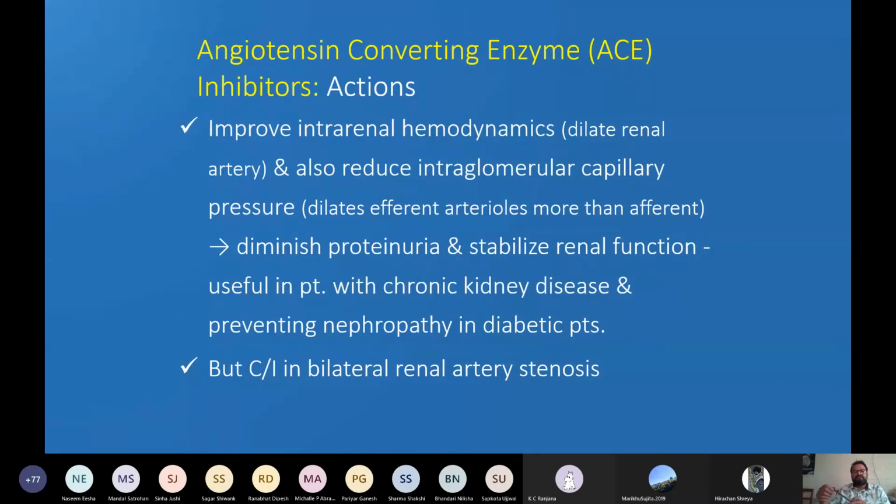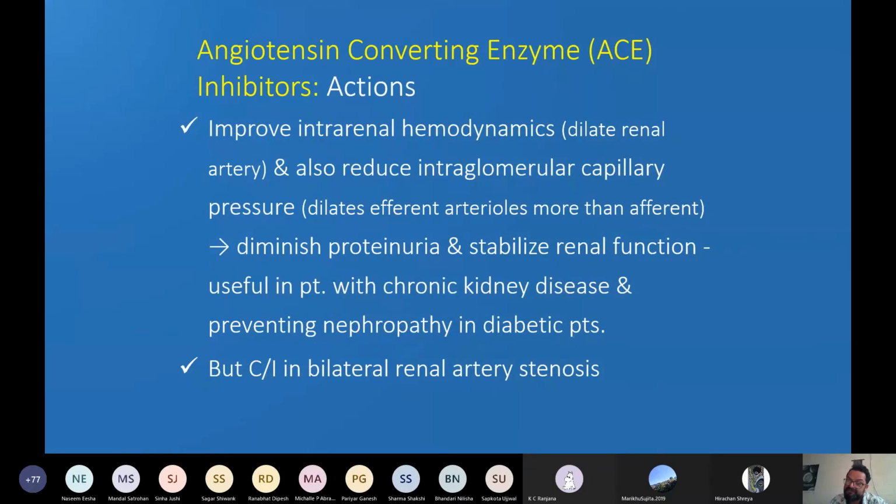Okay, so it will diminish proteinuria and stabilize the renal function, useful in patients with chronic kidney disease, but contraindicated in bilateral renal artery stenosis. Guys, why do you think this is the case? Anybody can answer me? Why is this angiotensin converting enzyme, ACE inhibitor drugs, contraindicated in bilateral renal artery stenosis? I'll tell you about renal artery stenosis, and it is contraction or obstruction of the renal artery that goes into the kidney.